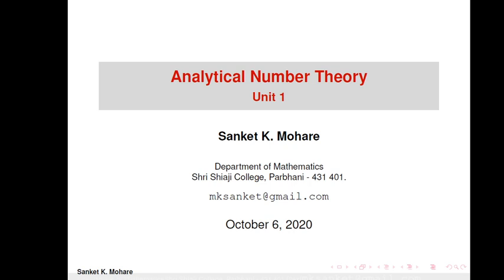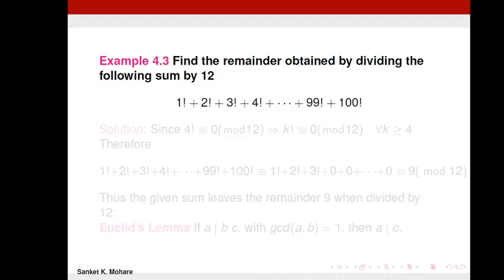Now in this video we will discuss binary and decimal representation of integers, also some of the divisibility tests. So before discussing the next article, let's have one example. Find the remainder obtained by dividing the following sum by 12, and the sum is given as 1 factorial plus 2 factorial plus 3 factorial plus 4 factorial plus and so on 99 factorial plus 100 factorial.